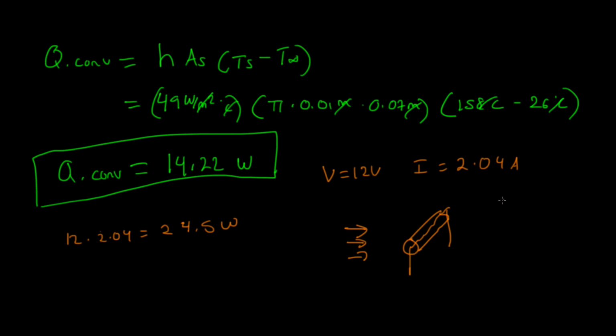And this is answered by Q radiation. Q radiation is the answer to this. The other 10 watts, well, there's also other things involved, like losses and things like that. But a lot of the other 10 watts are being lost to our Q radiation. And when you add up the Q radiation with our Q convection, you should get something pretty close to our input of 24.5 watts.